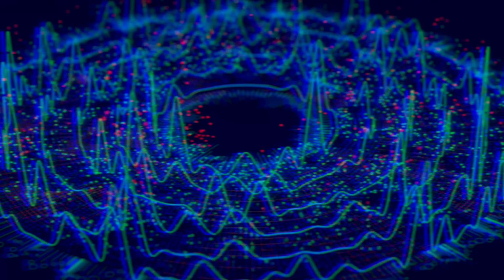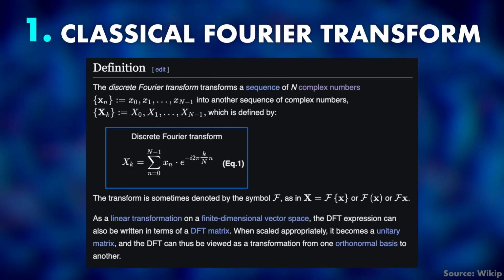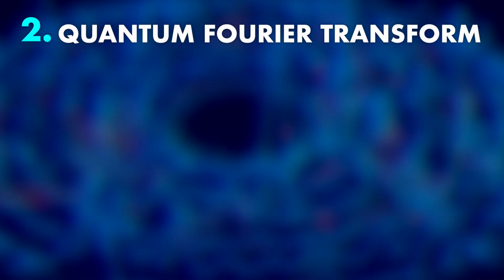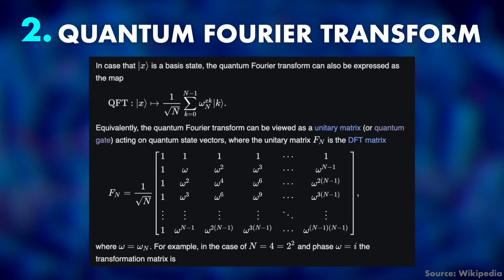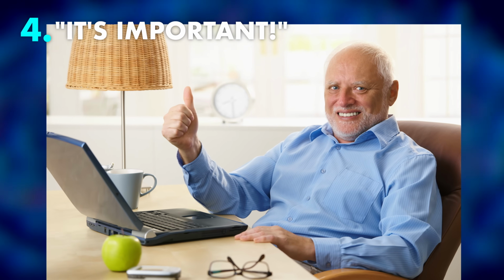The standard way to teach the QFT is something along those lines. Step 1. Define the classical discrete Fourier transform. Step 2. Write down the QFT formula and/or matrix. Step 3. It's kind of the same, just quantum. Step 4. It's very important.